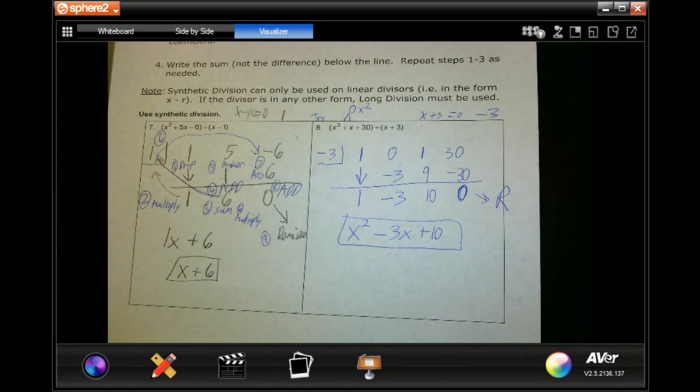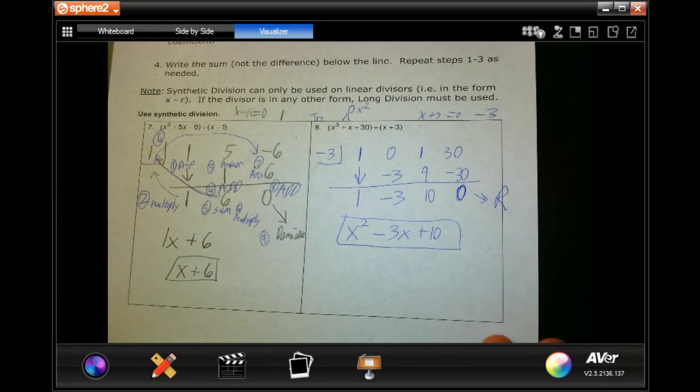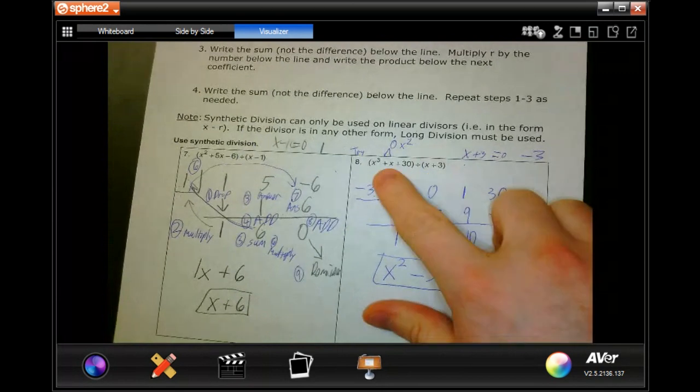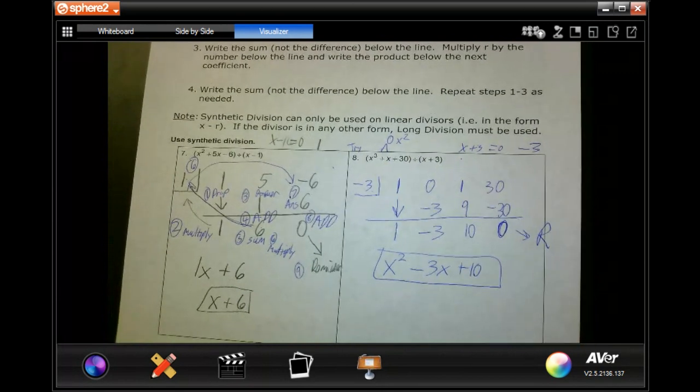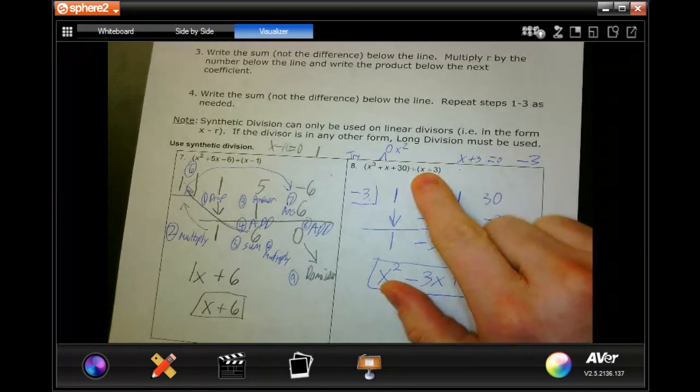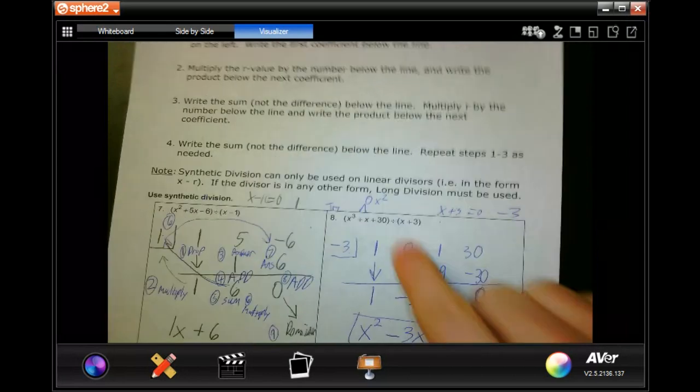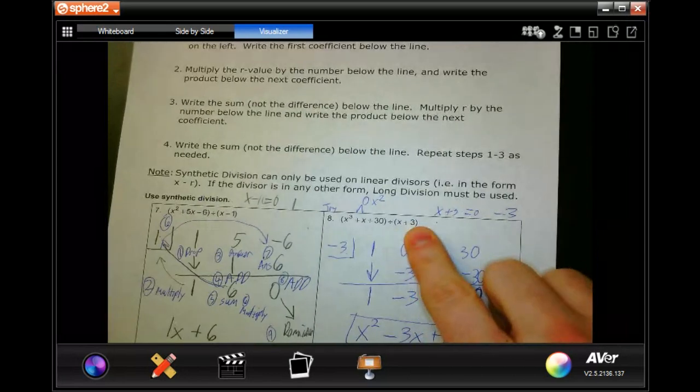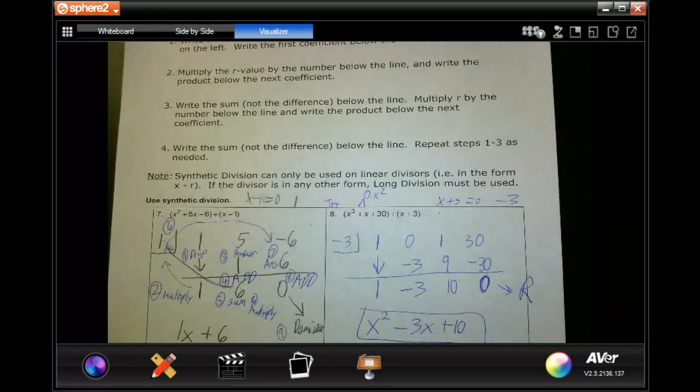Okay, it works only because we're doing a linear into a polynomial, and we're doing a linear with a coefficient of 1. Okay? If this was 2x plus 3 instead of x plus 3, what would we have to do?